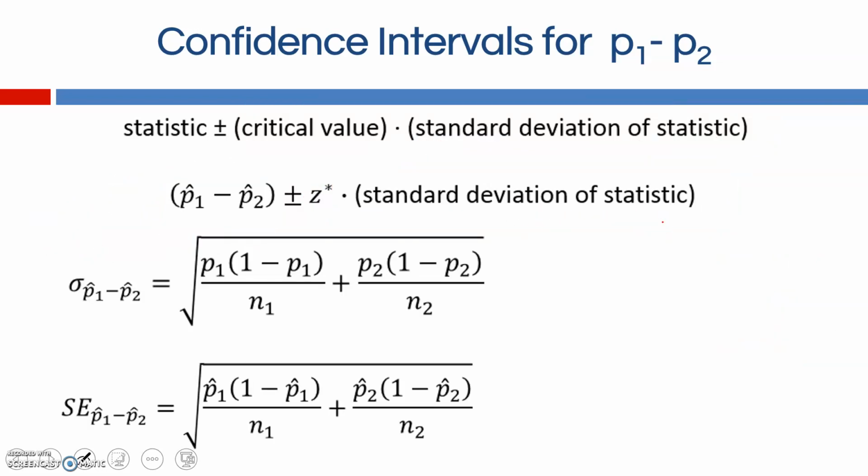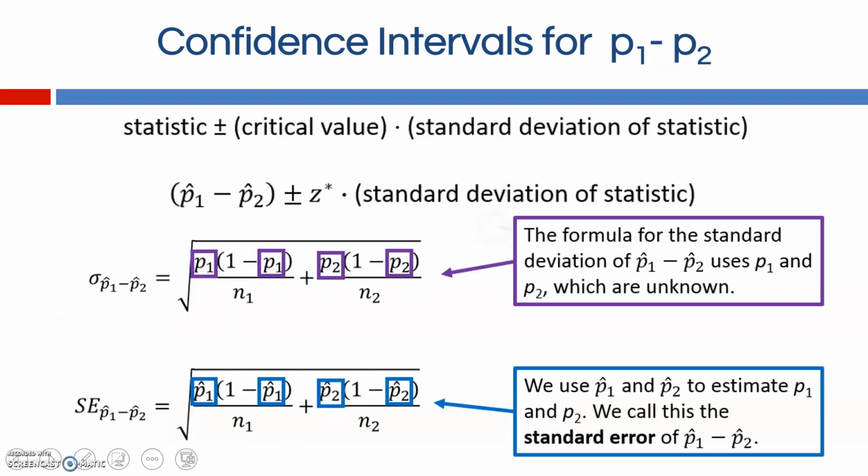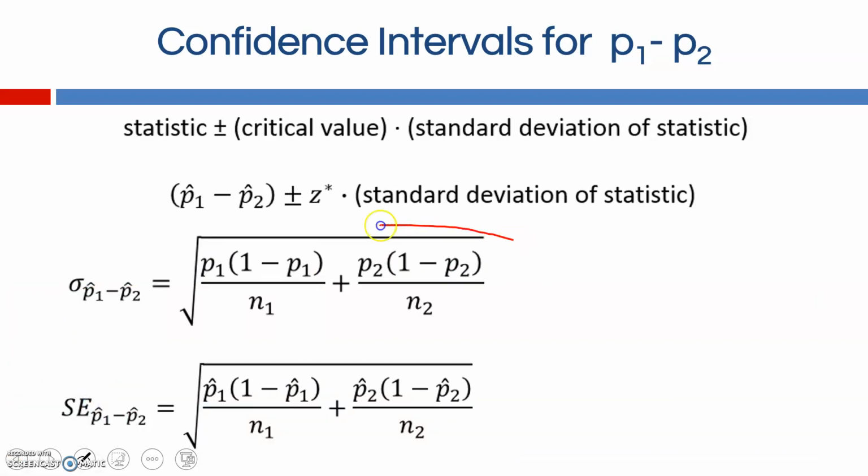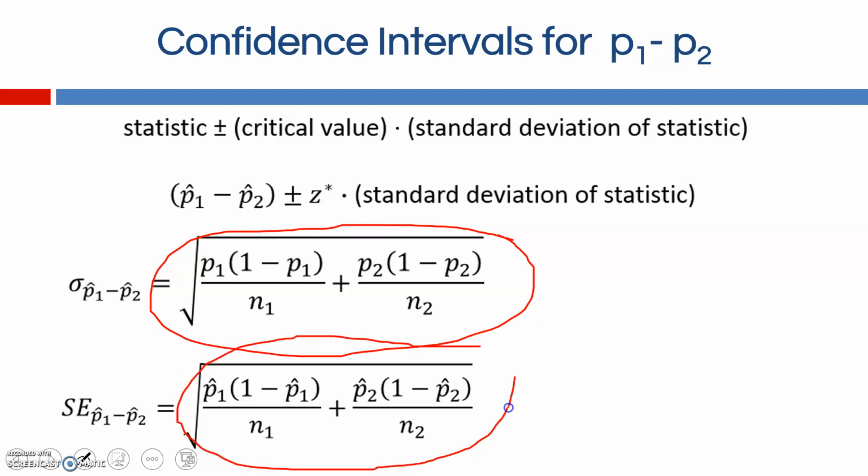Okay, now, the first one here is what it would look like if you knew the true population proportion. So if you knew P, it would look like this. But oftentimes we don't know the true proportion. We definitely don't know it for either. So we use what's called the standard error. And that means replacing all P's with P hats. Okay, so this is the standard error that we use when we can't find our population standard deviation because we don't know the true value of P.